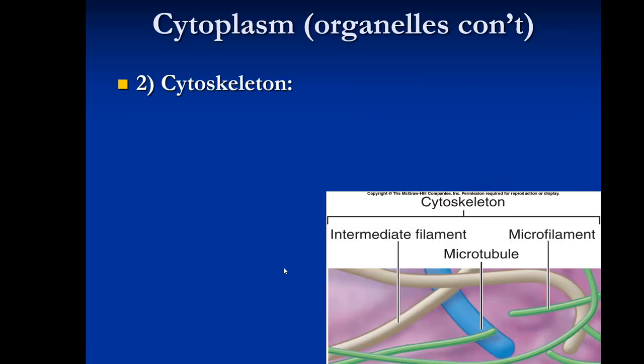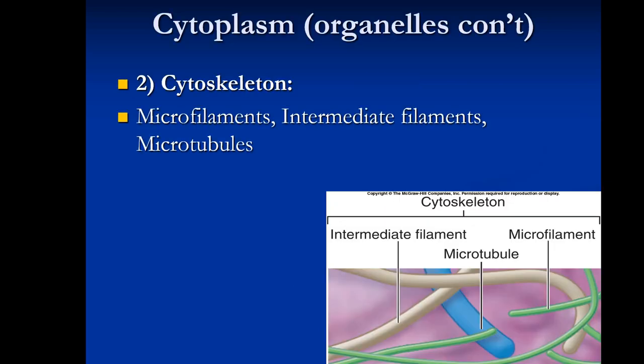All right, other organelles, cytoskeleton, which is what it says. So it's a skeleton inside the cell. All of these different structures form a network inside the cell to help stabilize it. The filaments, or the molecules, that make up the cytoskeleton are microfilaments, intermediate filaments, and microtubules.